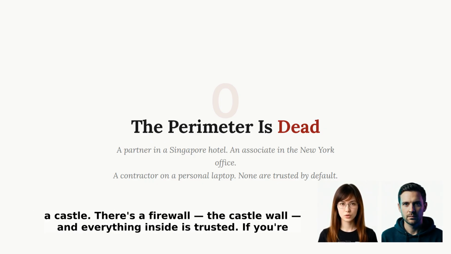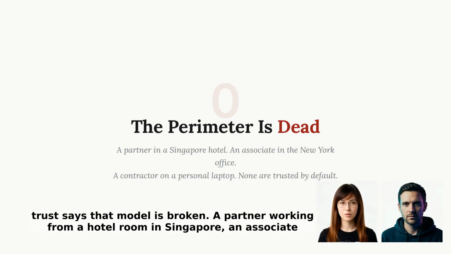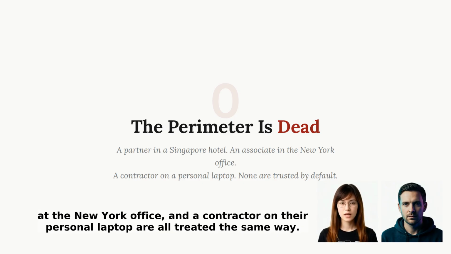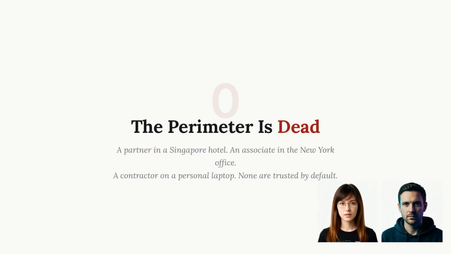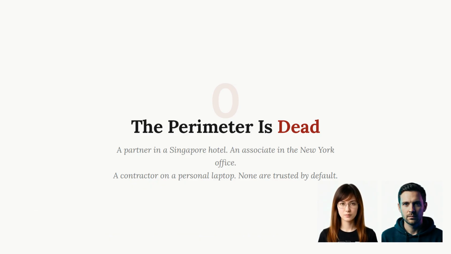Traditionally, security worked like a castle. There's a firewall, the castle wall, and everything inside is trusted. If you're on the corporate network or connected to the VPN, you can access internal systems freely. Zero Trust says that model is broken. A partner working from a hotel room in Singapore, an associate at the New York office, and a contractor on their personal laptop are all treated the same way. None of them are trusted by default. Every single request has to prove its right to exist.